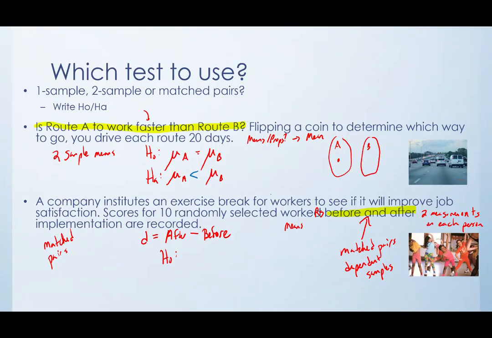And our null would be that the mean difference is 0, that averaged over everybody, there's no difference in job satisfaction on average. The alternate, we've got mu d and 0, and here, because I subtracted after minus before, we think the scores will be bigger with the exercise break than without. So we think that this difference should be greater than 0. Okay.